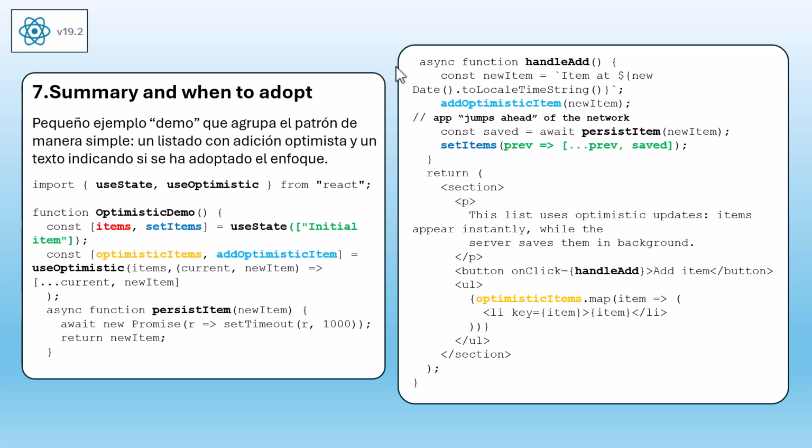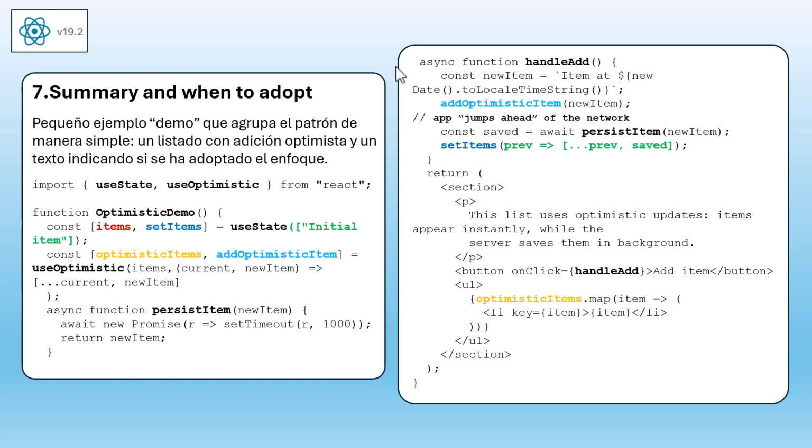7. Summary and when to adopt. The useOptimistic hook allows your user interface to leap ahead of actual data operations, showing the effect of user actions instantly. It improves perceived performance, keeps users engaged, and reduces latency friction. You should adopt it when you have operations where you can confidently assume success, when you want responsive UX, and when you can handle potential failures gracefully. On the other hand, if the operation is complex, uncertain, or requires heavy server round trips with variable outcomes, you might choose a more conservative strategy.